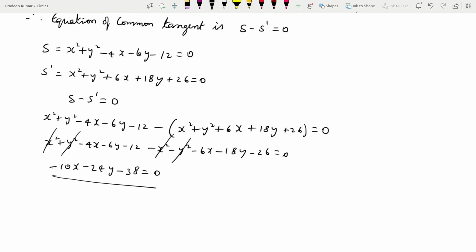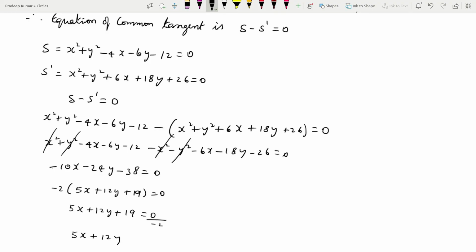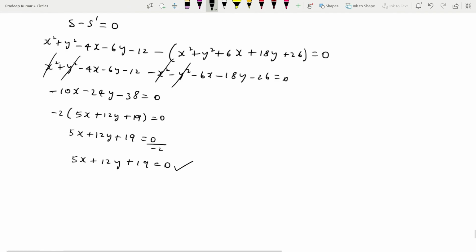From all of these we can take minus 2 common. So when I took minus 2 common, I'll be getting 5x plus 12y plus 19 equal to 0. Now if I send this minus 2 to the other side, I'll be getting 5x plus 12y plus 19 equal to 0 by minus 2, which is 0. So the final equation we are getting is 5x plus 12y plus 19 equal to 0. Alright, so this is the equation of the common tangent.